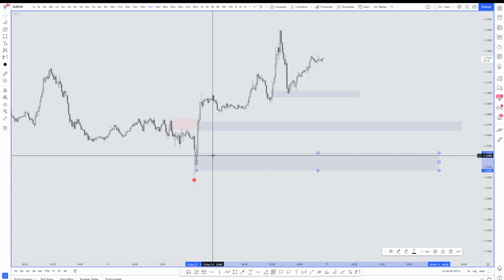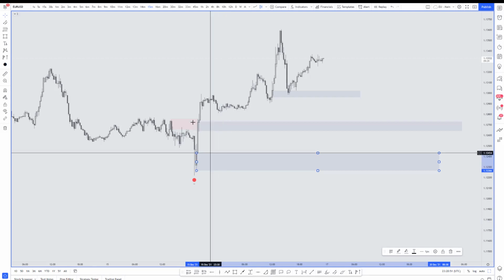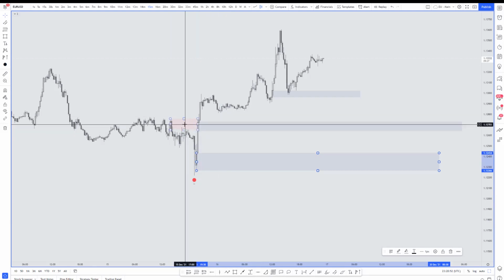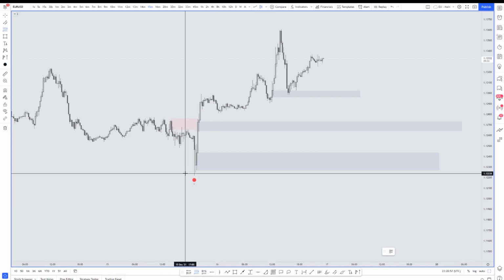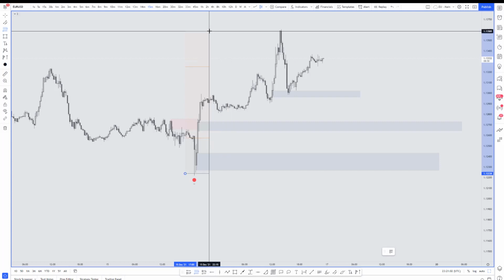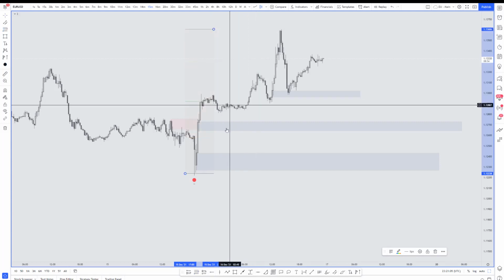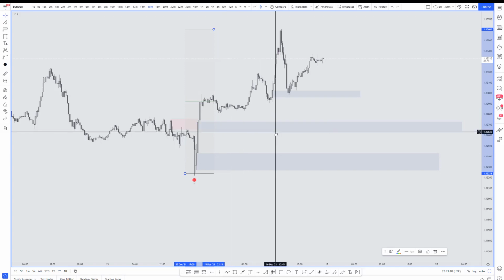Volume spikes is showing BFI volume. If there's BFI volume there, those POIs have a higher probability of holding. If it is a flip zone, it has a higher probability of holding. If it is priced well, it is again going to have a better probability of holding.